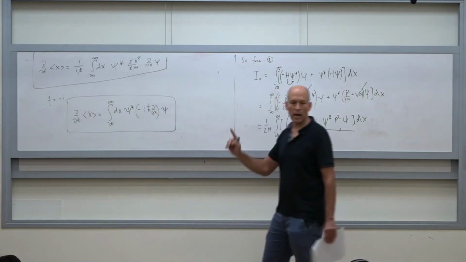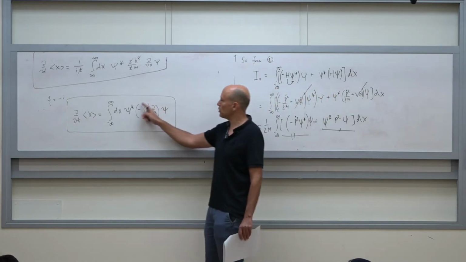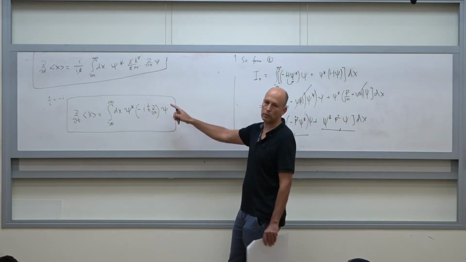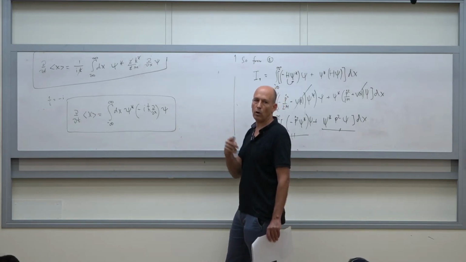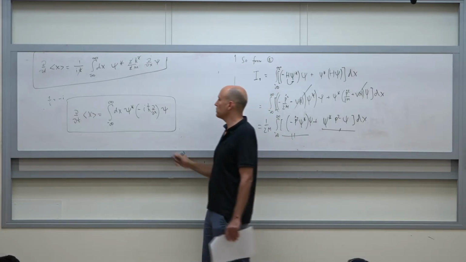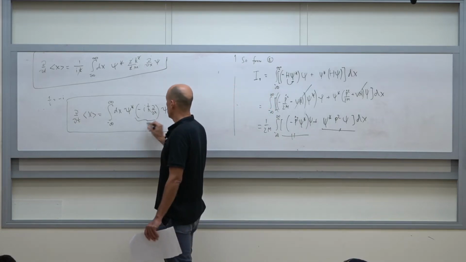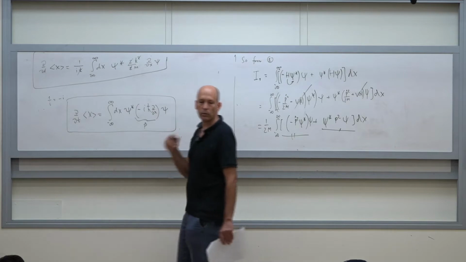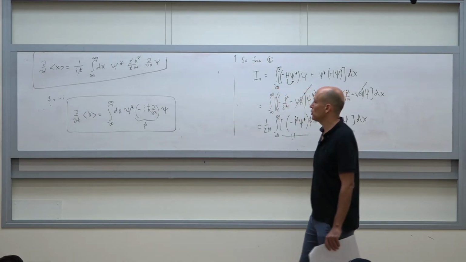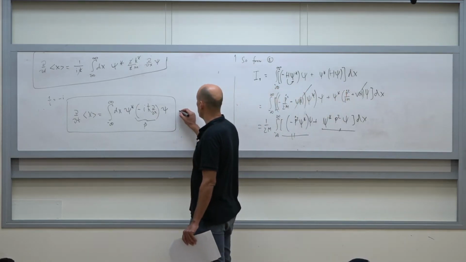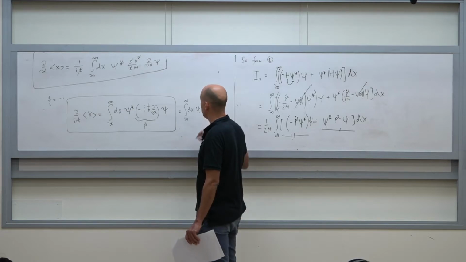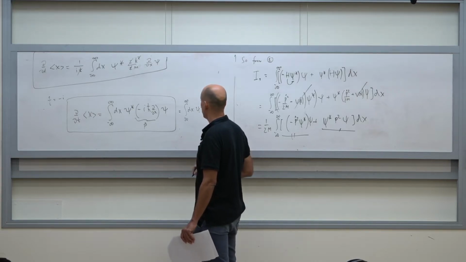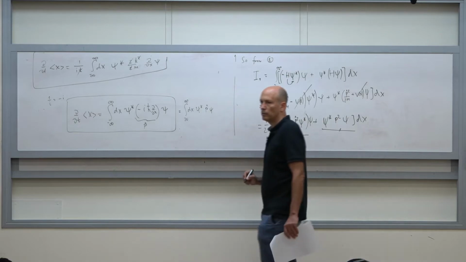But now I say, aha, what is this object inside here? Not the Hamiltonian. Yep, the operator of the momentum. This is by definition the momentum operator that we defined previously. So what do I have here? This is equal to the integral from minus infinity to infinity dx ψ star, the operator p, ψ. But how do we know that this is the momentum?